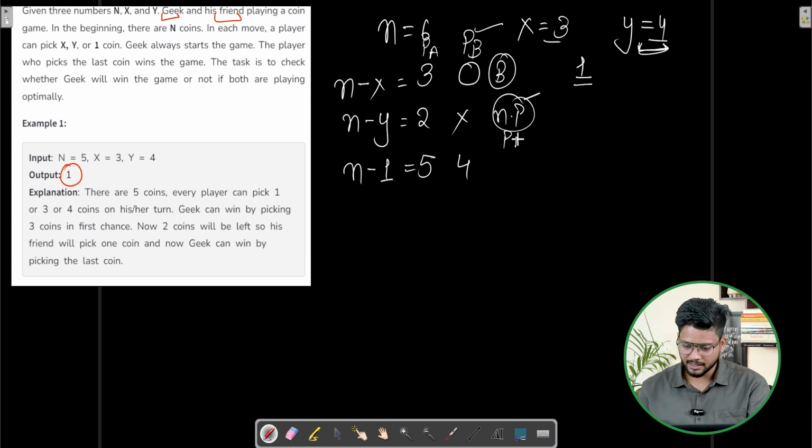Now player A is done. Player A can take 3 coins, 1 coin, or 4 coins. If player A takes 4 coins, you can see this is the last thing. The last coin is taken by A, so A is the winner. So in this case also Geek will be the winner.